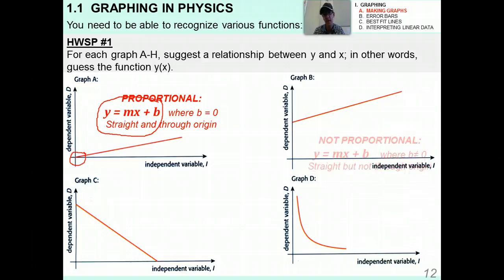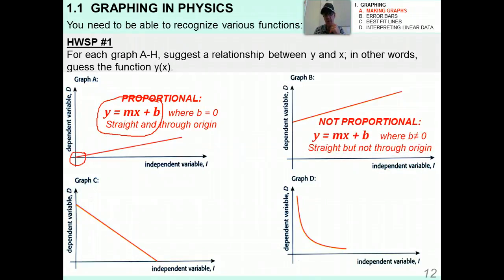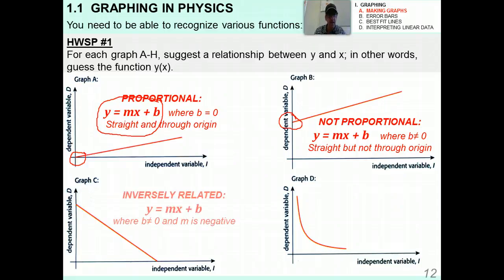Okay, graph B is not proportional, so be careful. Even though graph B is linear, it is not proportional, because b does not equal 0. It does not go through the origin. So you've got to be really careful in IB to differentiate between proportional and non-proportional. Just because something is linear does not mean that it's proportional in the way we think about it in IB.